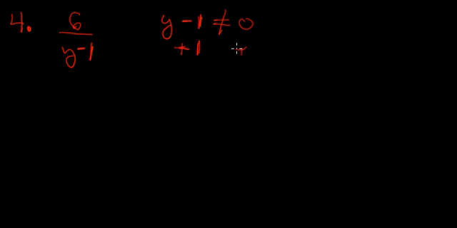All right, let's look at number 4 here. We have 6 over y minus 1. So again, the denominator, the downstairs, can't equal 0. So we say y minus 1 can't equal 0, but we want to isolate y. So we add 1 to each side, and we get y cannot equal 1.